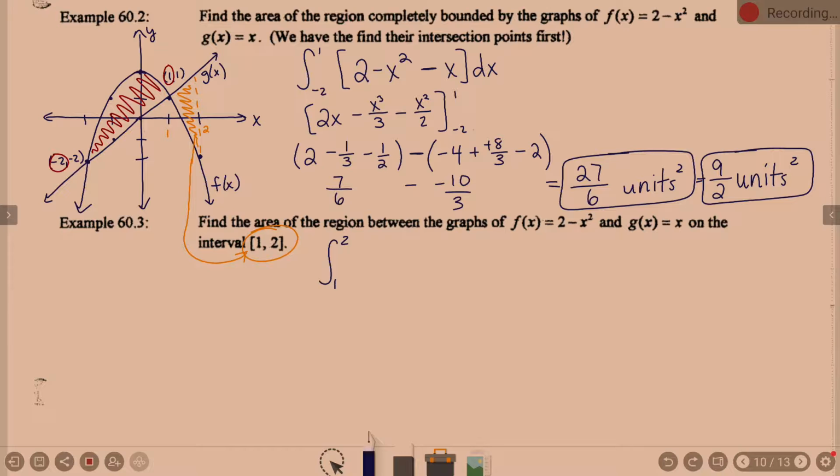Not only the boundaries, but as I set this up, g of x was x, so it's going to be x minus, and then f of x is 2 minus x squared. So notice what I did here. I'm subtracting the quantity 2 minus x squared, so I put it in parentheses. It's either that or you have to change the signs of both the 2 and the x squared right away. But you're subtracting that whole quantity.